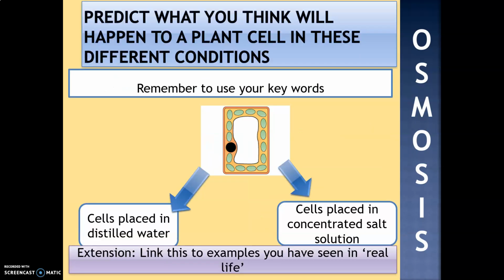Thank you. Okay, so predict what you think will happen to a plant cell in these different conditions. If this plant cell is placed in a distilled water, what do you think would happen? If this plant cell is placed in concentrated salt solution, what would happen? Please remember to use the key words. I'll give us 2 minutes to think about the answers and also link this to examples you have seen in real life as well.